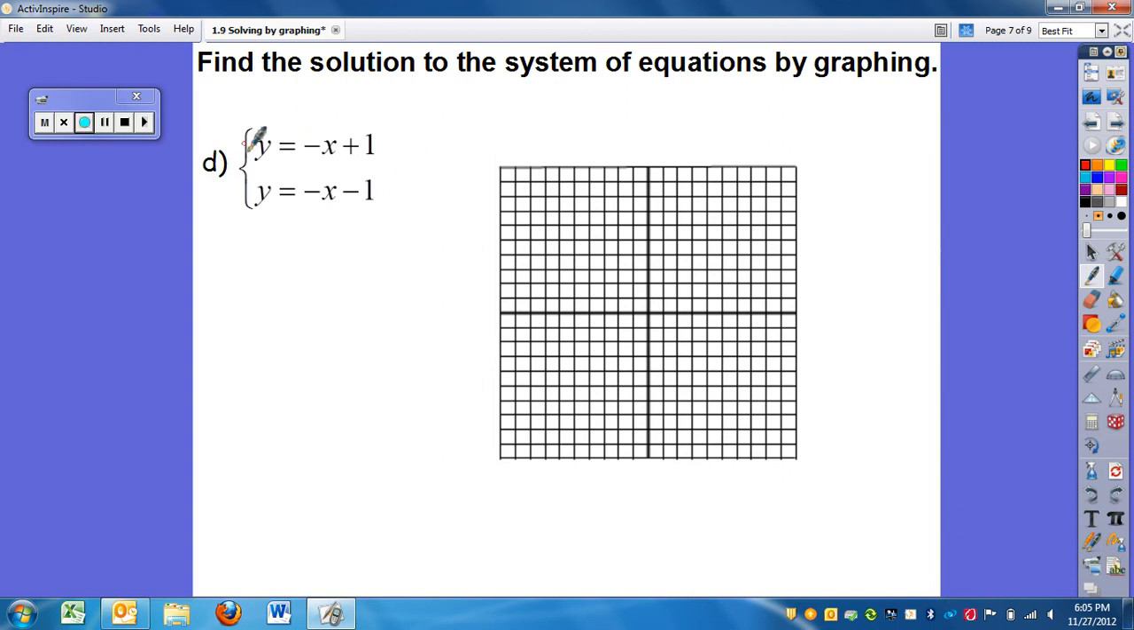So on D, I'm going to graph these two lines. I'm going to start at +1. Now it's -1 over 1, so I'm going down 1 over 1. Again, on that first line, try to get as many points as you can to get these two lines to intersect. It's changing my direction on my slope. Trying to find that intersection point, or the point they have in common.